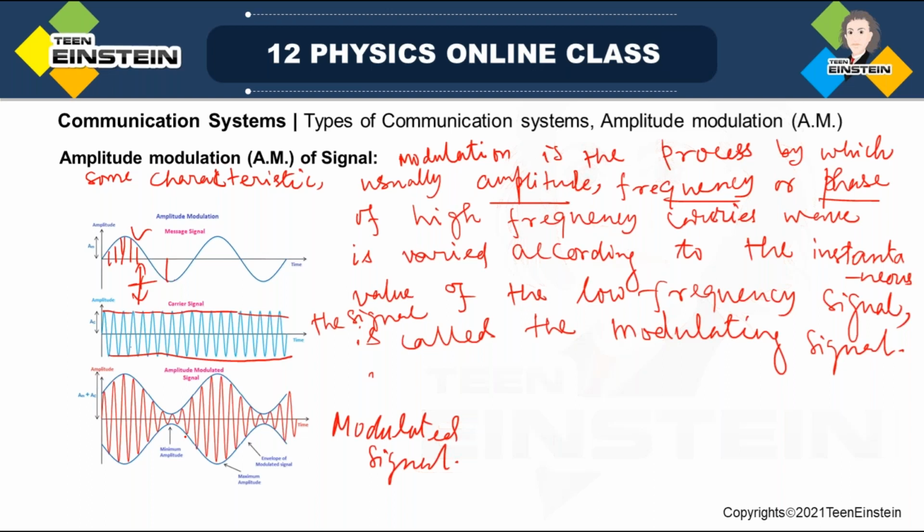Now we'll discuss a little bit in detail about amplitude modulation. In amplitude modulation, we have seen that the amplitude of the high frequency carrier wave is changing according to the instantaneous values of the modulating signal. Modulating signal means the original signal. Okay, look, this is the general definition of modulation.